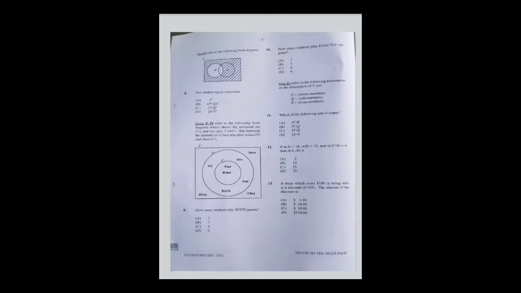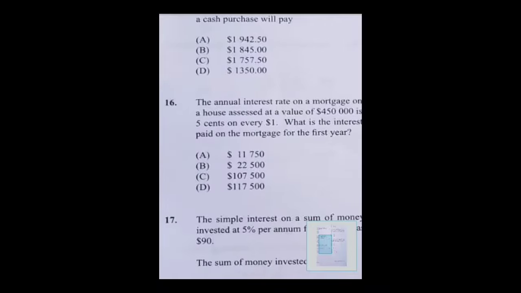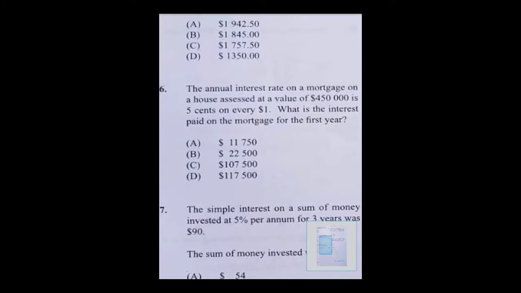Okay, so the first question that we'll be looking at is question 16. It says, the annual interest rate on a mortgage on a house assessed at a value of $450,000 is 5 cents on every $1. What is the interest paid on the mortgage for the first year?